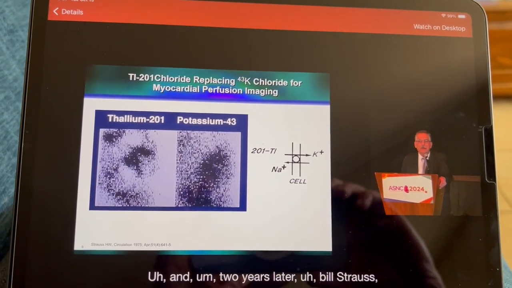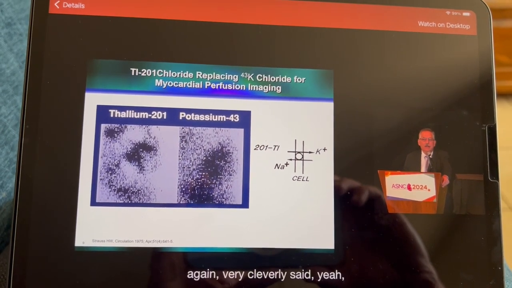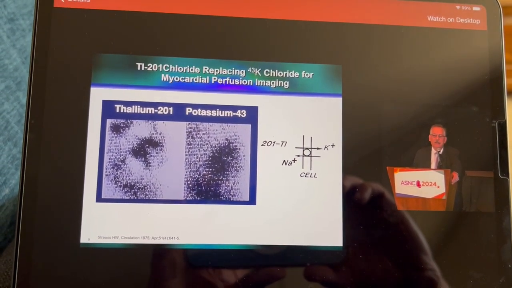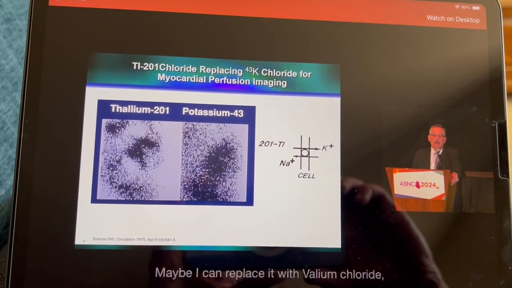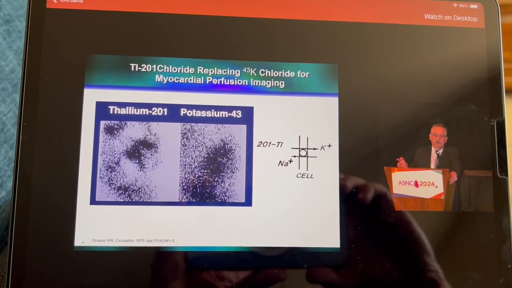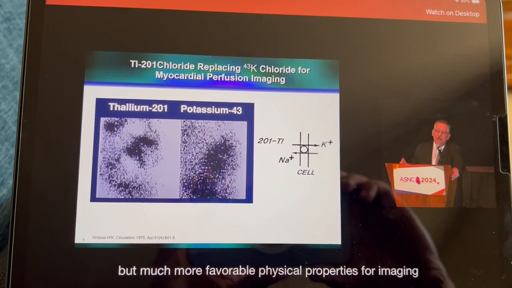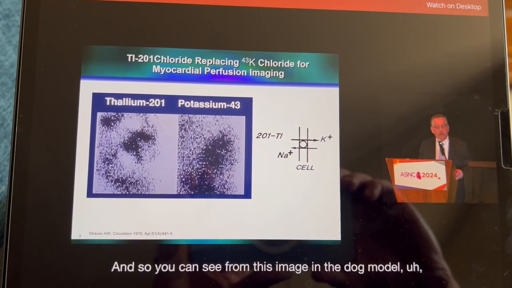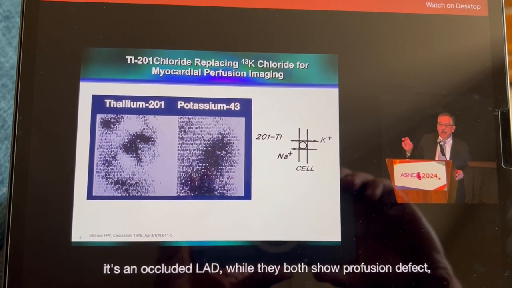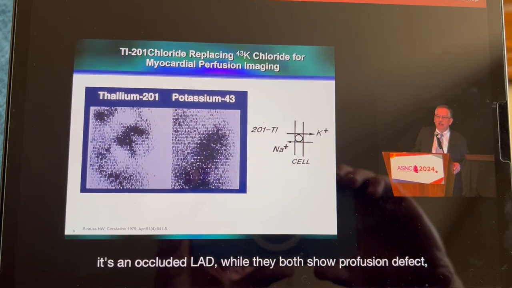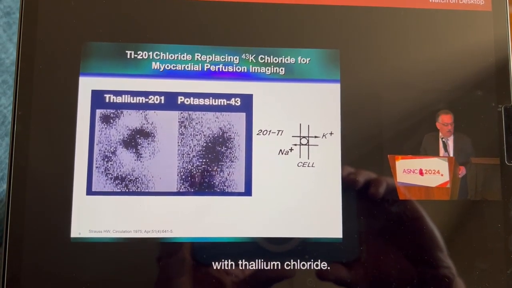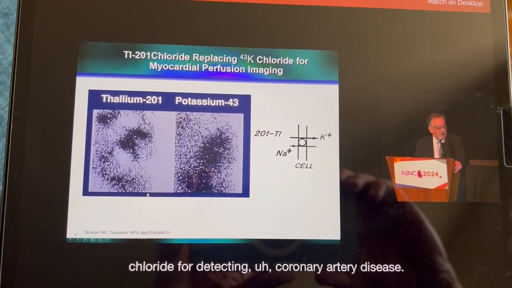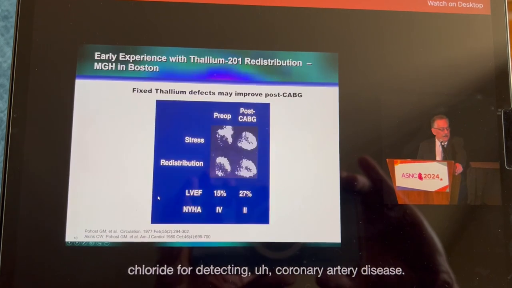2 years later, Bill Strauss, again very cleverly, said, yeah, potassium 43 doesn't have great imaging characteristics. Maybe I can replace it with thallium chloride, which has the same biological properties, but much more favorable physical properties for imaging with the rectilinear camera. And so you can see from this image in the dog model, it's an occluded LAD. While they both show a perfusion defect, the perfusion defects seem much, much better with thallium chloride. Again, 1975, when thallium chloride replaced potassium chloride for detecting coronary artery disease.